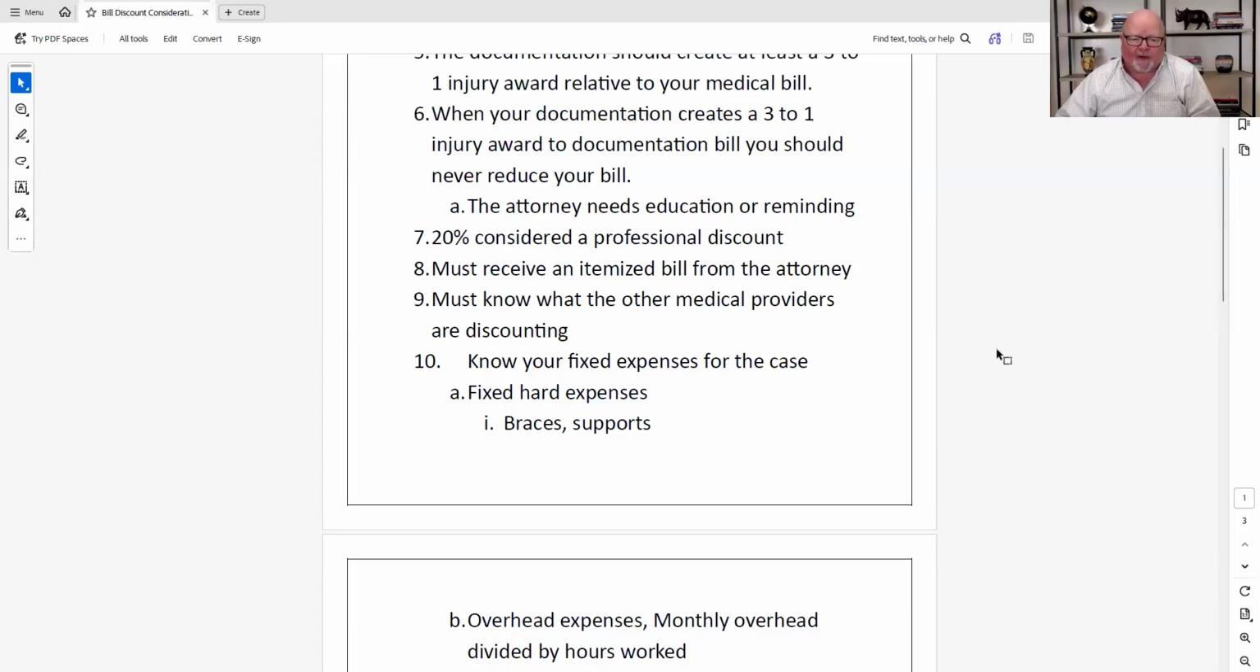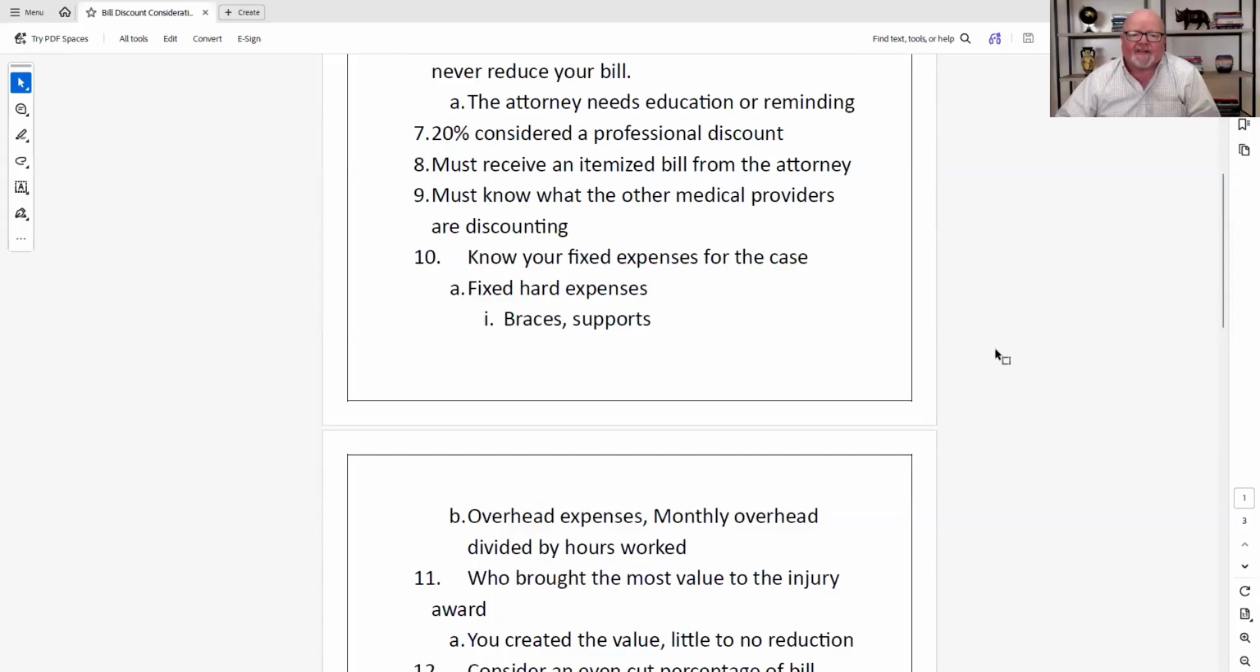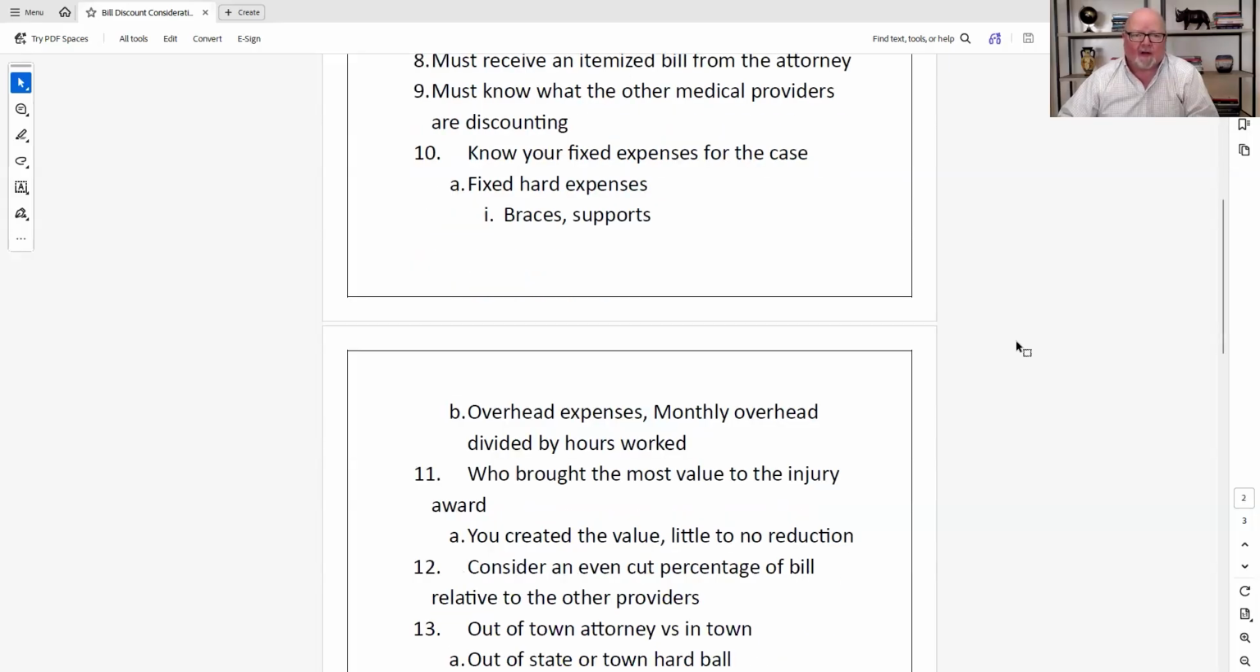Okay, this is a big one. You've got to know your fixed expenses for the case. You've got to have some reason when you're going to come back with any type of discount. What are you going to be basing some of this on? So know your fixed expenses for the case. Know what your hard expenses are and know what your overhead expenses are.